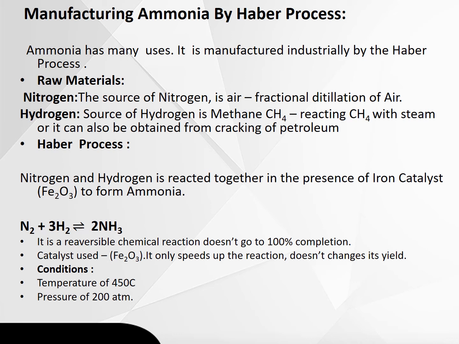And next is the hydrogen. The source of hydrogen is methane, by reacting methane with steam, or it can also be obtained from cracking of petroleum. Hydrogen has different sources. Number one is the reaction of methane with steam, then hydrogen is obtained. Another method is the cracking of petroleum.